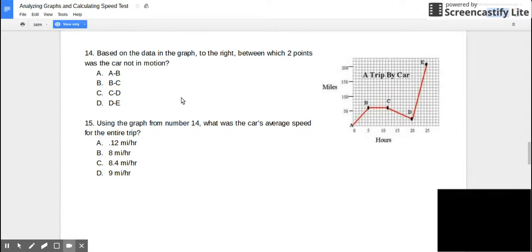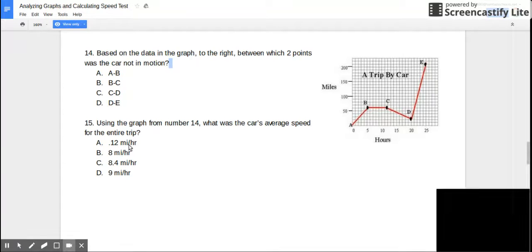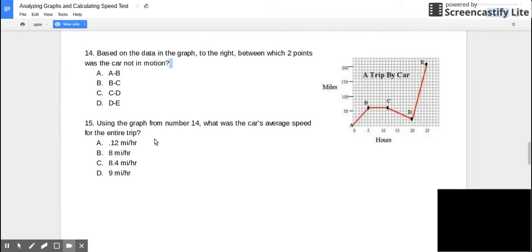Number 15, using the graph from number 14, what was the car's average speed for the entire trip? Now, it's asking for average speed, so you're going to have to use the formula. Average speed is total distance divided by total time. You're going to use this graph to find out what was the total distance and the total time, and then work the problem. Possible answer choices are 0.12 miles per hour, 8 miles per hour, 8.4 miles per hour, or 9 miles per hour.